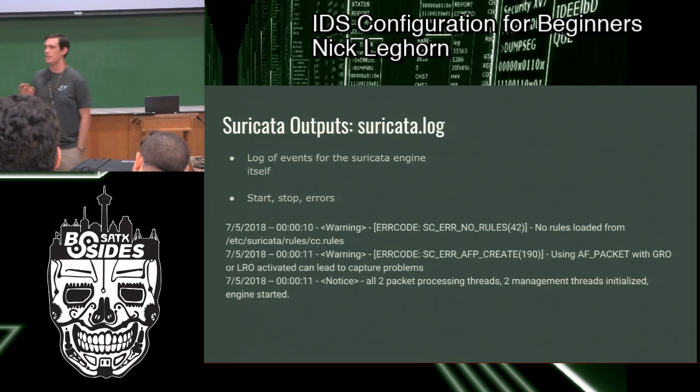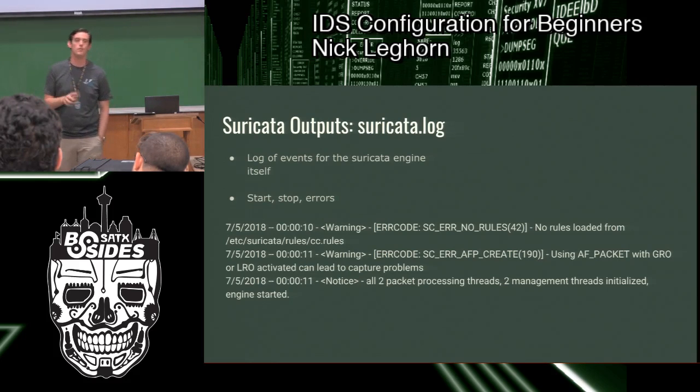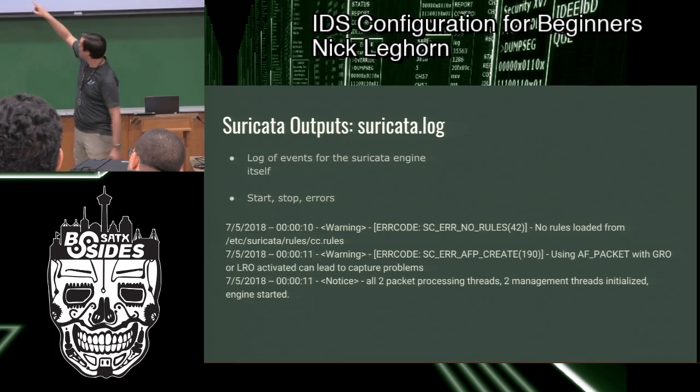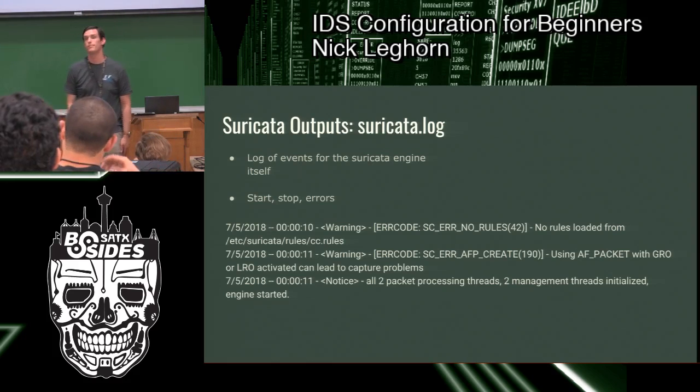There are options for how you get the alerts out. So suricata.log is the first place. All this does is log normal messages. It's the equivalent of the system log. It'll tell you when it starts, how many threads are starting, if there are any errors, if it comes up with any problems. Whatever's going on will be in this file. As you can see, that's an example of things that will be in there. Like I didn't have the rule set up properly, so it gave me an alert. It's good for debugging.